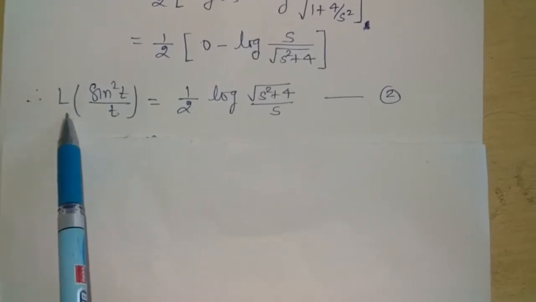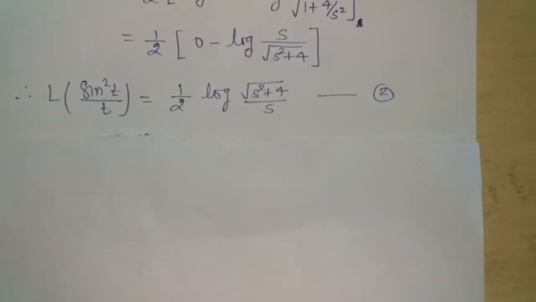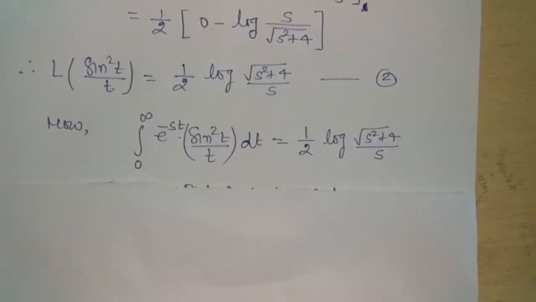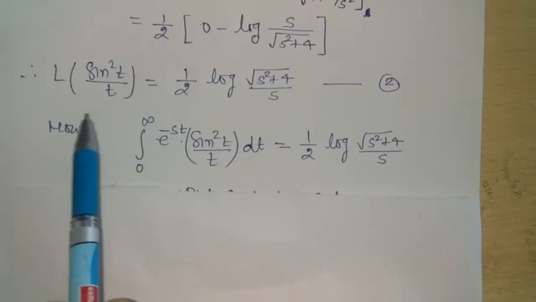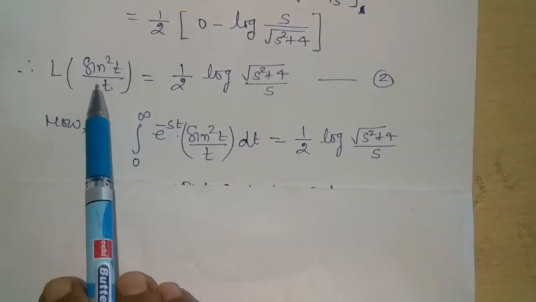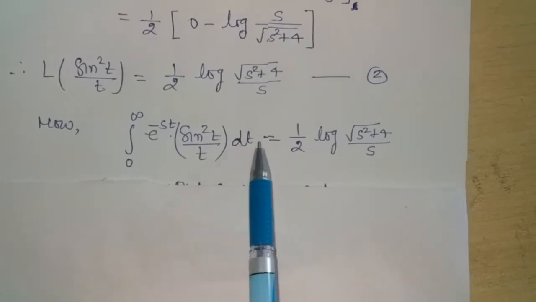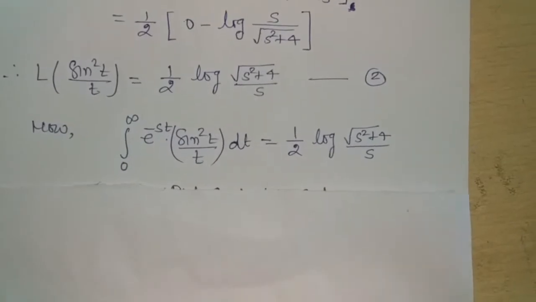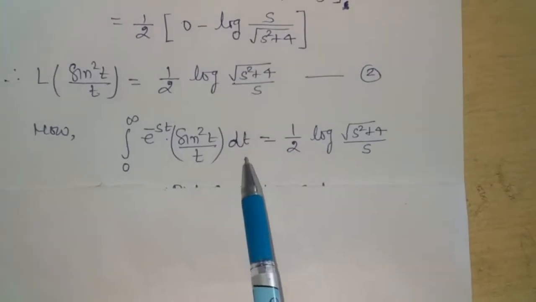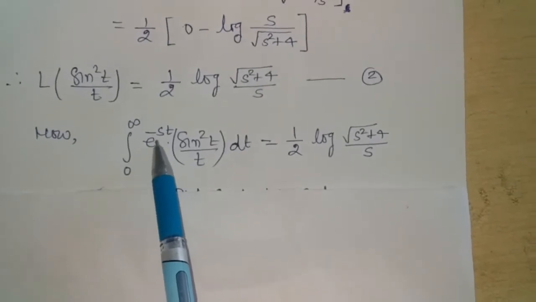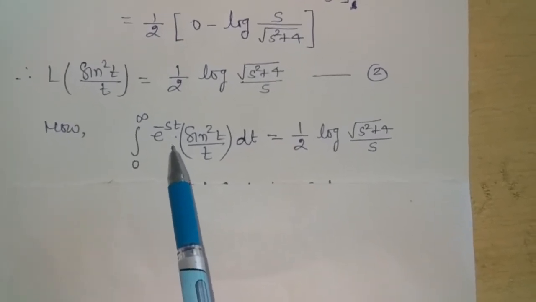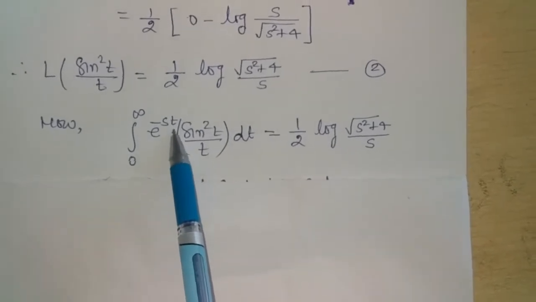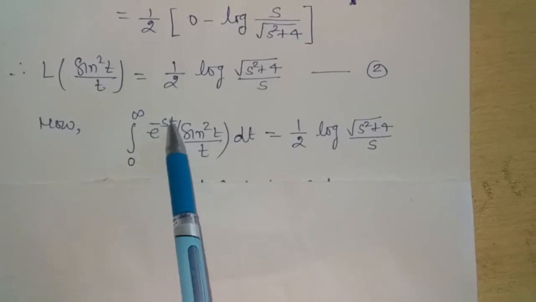That is, the Laplace transform of f(t) is the integral from 0 to infinity of e raised to minus st times f(t) dt, where f(t) is sin square t by t, which equals 1 by 2 log of square root of s square plus 4 by s. Now we suitably select the value of parameter s, and as we require e raised to minus t in the given integral, we select the value of s as 1.